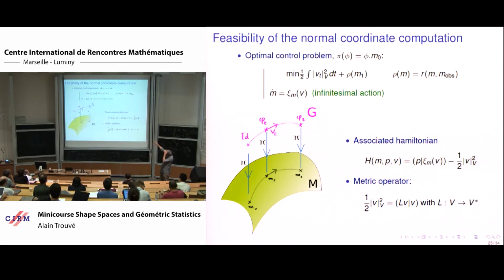And you usually have to add a term which is rho of M1. You have a trajectory, here you go from M0 to M1. You have a target, and you evaluate how close you are to the target by looking at rho of M1. I have to minimize this under a dynamic constraint. The dynamic constraint is given by the infinitesimal action. So you have a Hamiltonian here, and you can define everything on it.